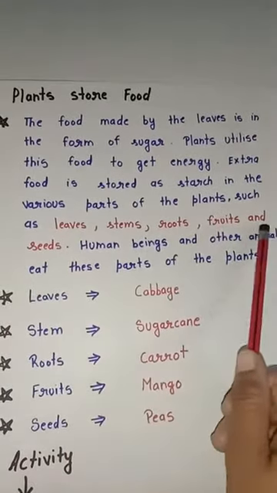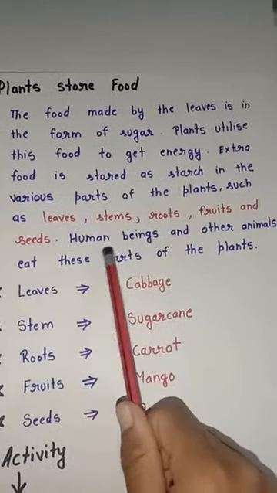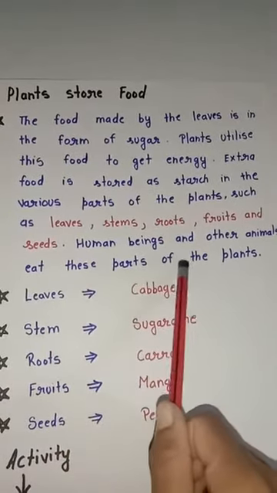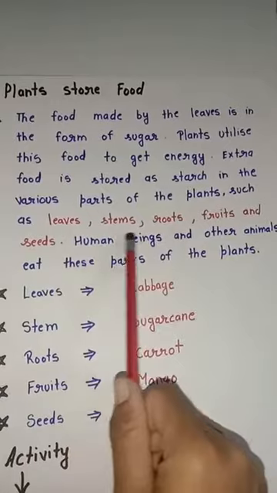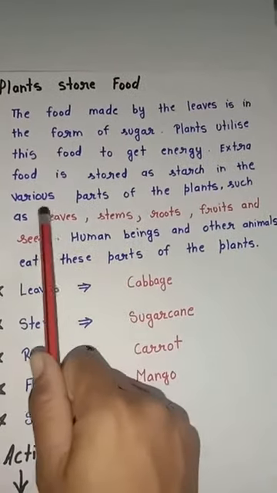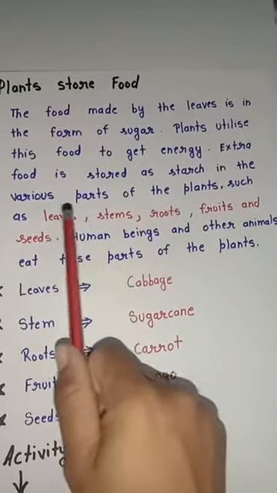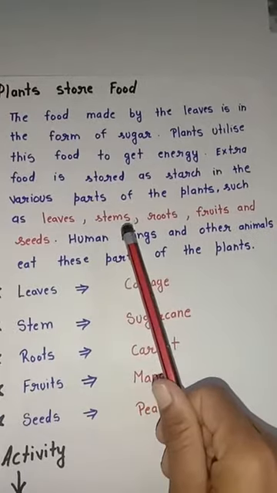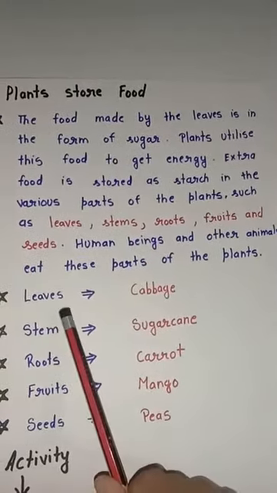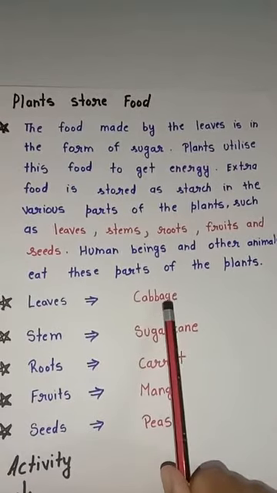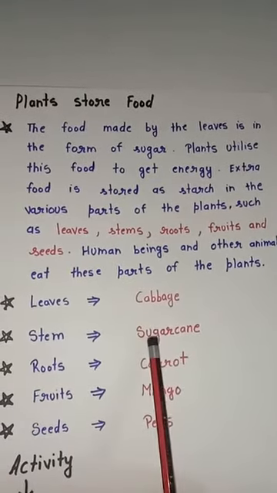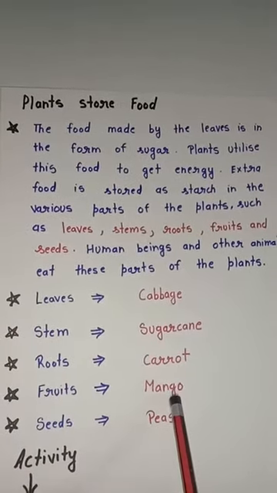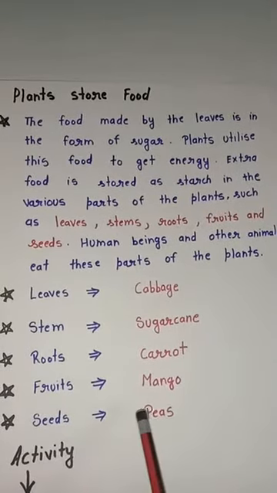These are the parts where plants store their food. Human beings and other animals eat these parts of the plants. Like leaves, we eat leaves as cabbage. We eat the stem of sugarcane. We eat roots of carrot. We eat fruits like mango and apple, and we eat seeds of peas.